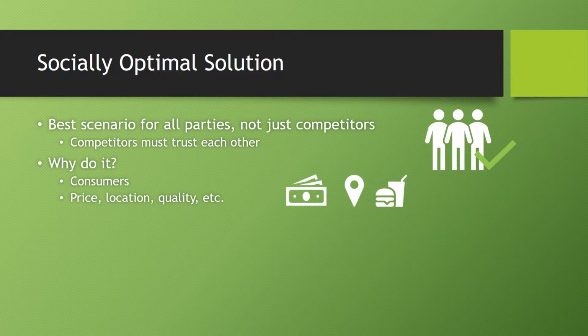The socially optimal solution is the only solution where all parties are equally satisfied with the result, which includes the consumer. But we know that businesses are typically out for their own self-interest and bottom line. And if customers are going to buy your product no matter what, why give your competitors that flexibility to take your market share?